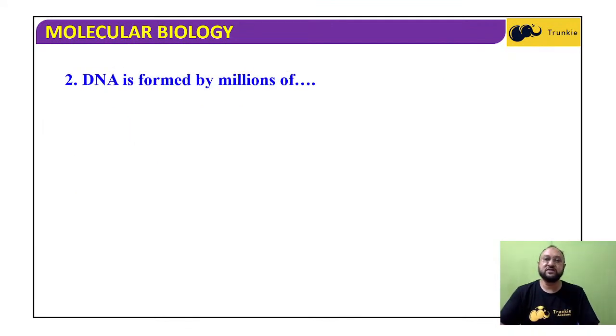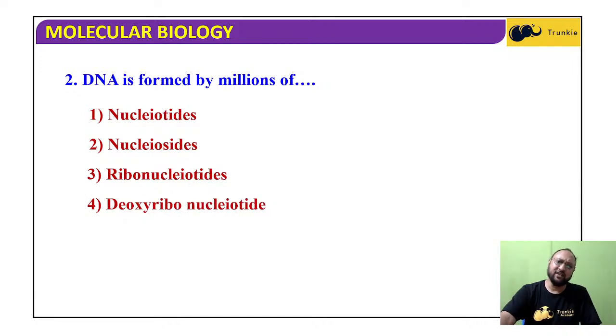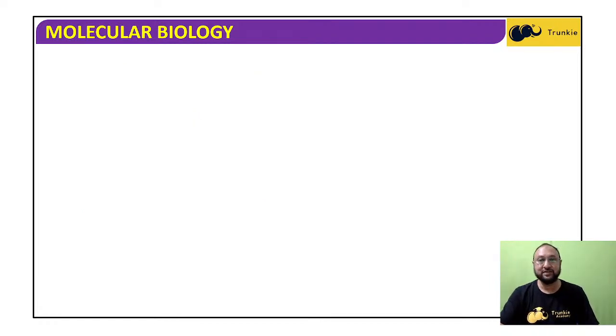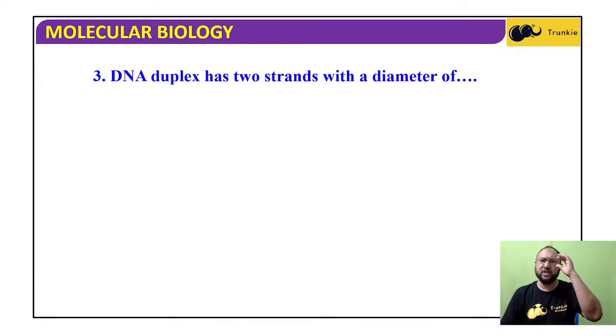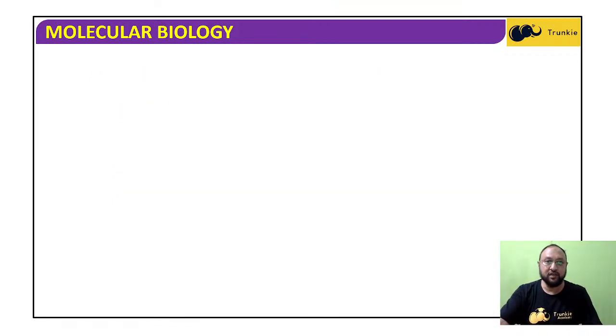DNA is formed by millions of nucleotides, nucleosides, ribonucleotides, or deoxynucleotides? It is the deoxyribonucleotides. It's a polymer, not polymerase, a large or long polymer of the deoxyribonucleotide. A DNA duplex has two strands with a diameter of 10 angstrom, 20 angstrom, or 3 angstrom. It is the 20 angstrom, the distance between the strands in the duplex.